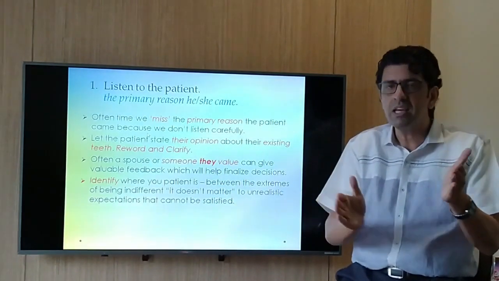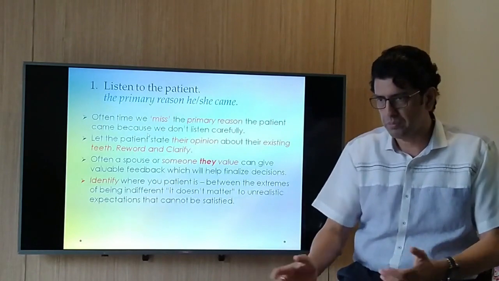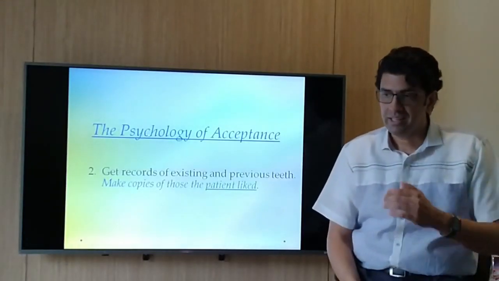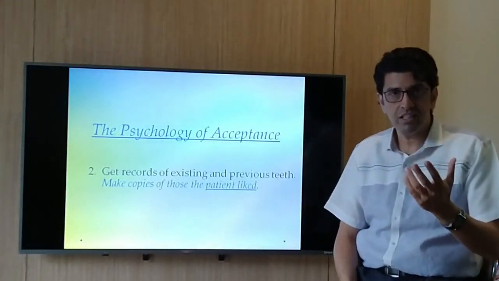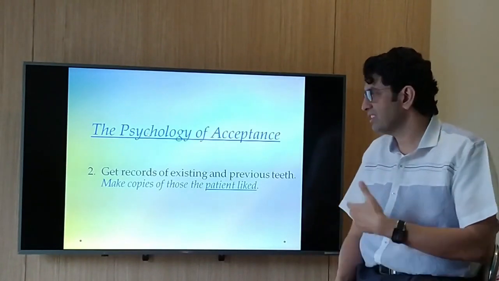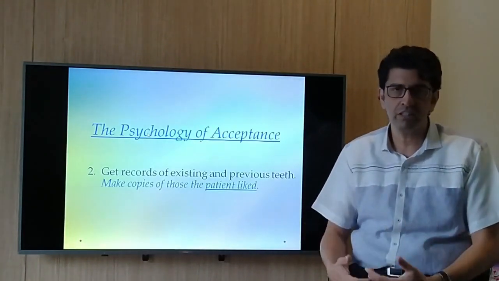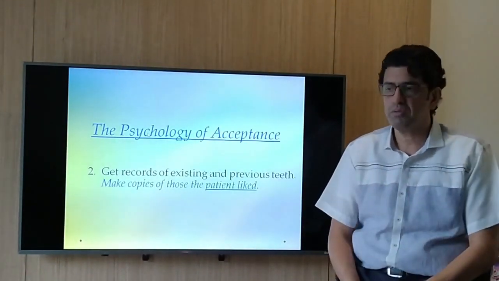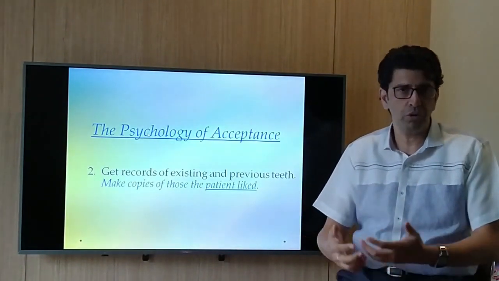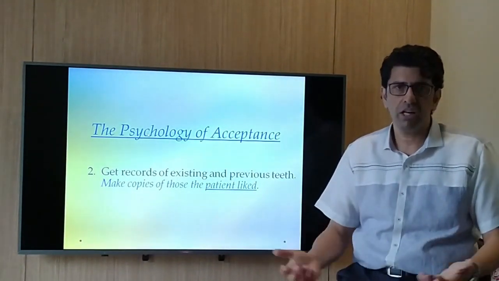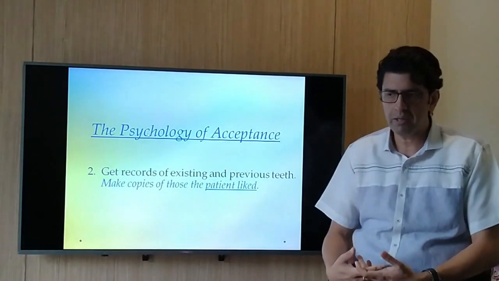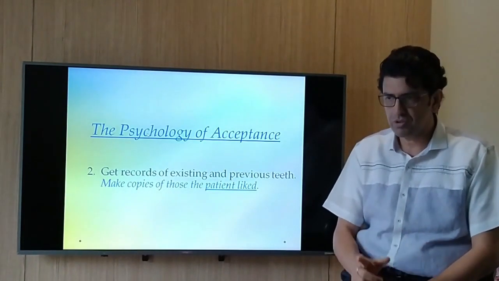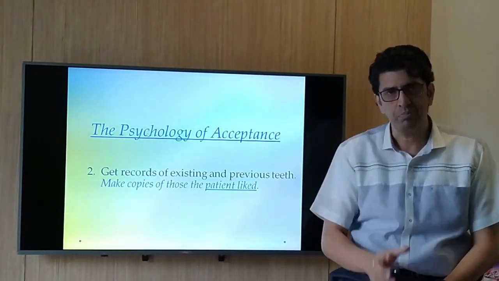So identify where your patient is and work towards that goal. Number 2, get records of existing or previous teeth, or previous dentures. Maybe you have old dentures, old casts, old photographs, radiographs, whatever. Get the records. Now remember one thing: make copies of the things the patient liked.